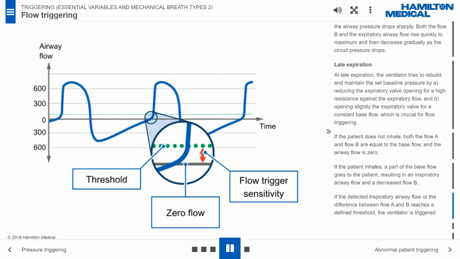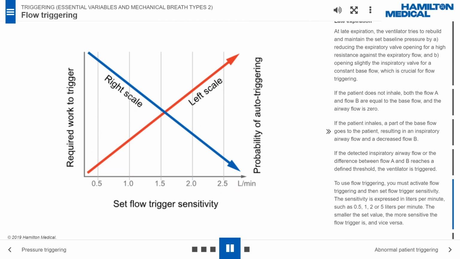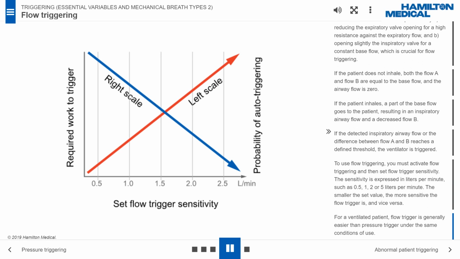If the detected inspiratory airway flow or the difference between flow A and B reaches a defined threshold, the ventilator is triggered. To use flow triggering, you must activate flow triggering and then set flow trigger sensitivity. The sensitivity is expressed in liters per minute, such as 0.5, 1, 2 or 5 liters per minute. The smaller the set value, the more sensitive the flow trigger is, and vice versa. For a ventilated patient, flow trigger is generally easier than pressure trigger under the same conditions of use.